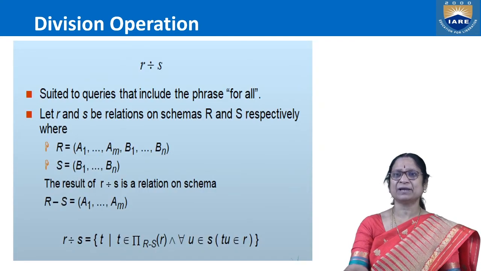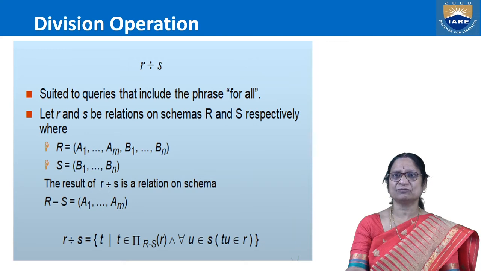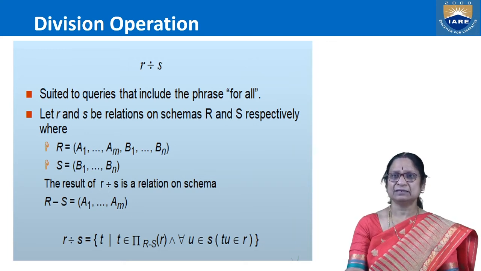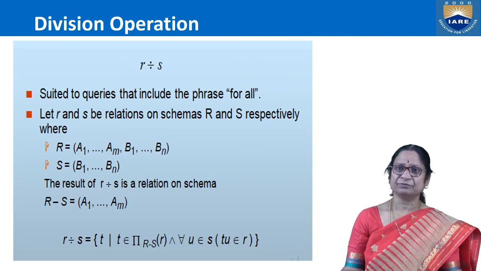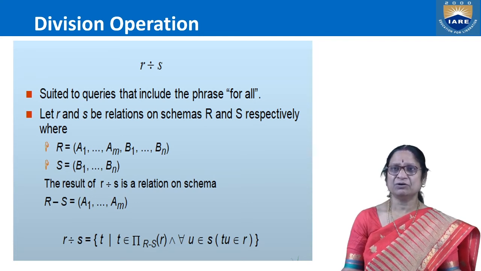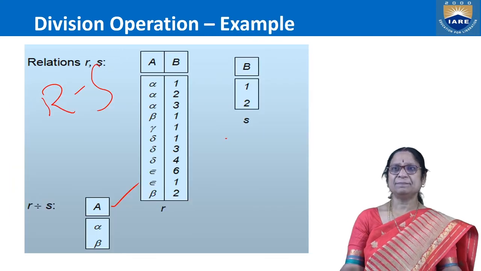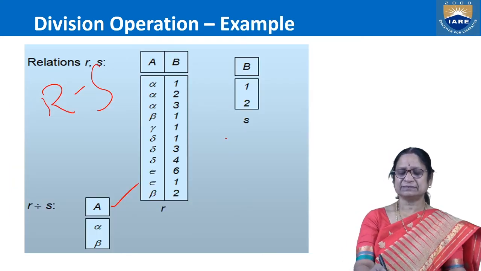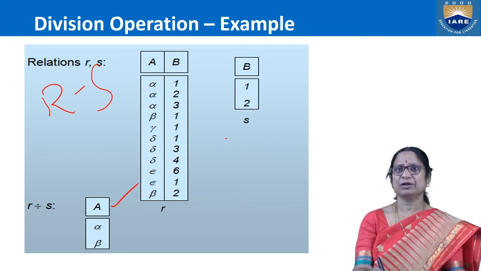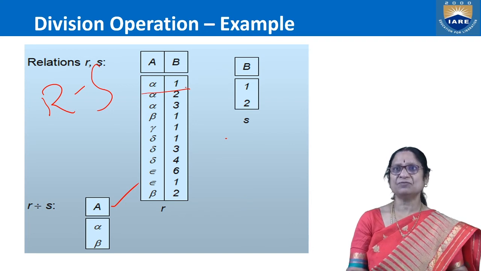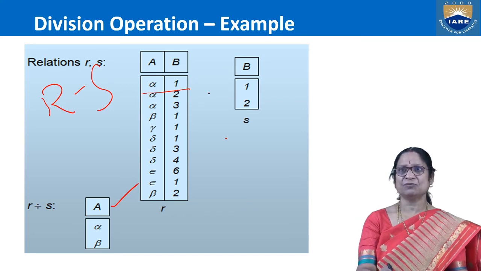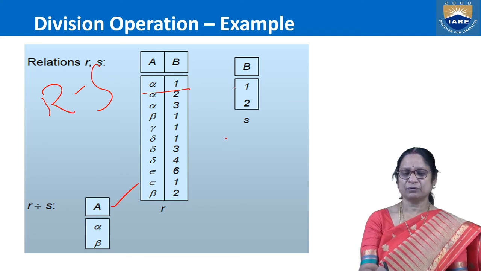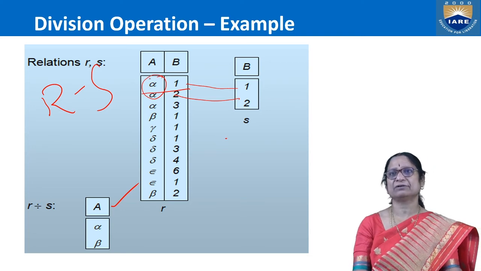So t belongs to π of R minus S of R. That means the tuple belongs to R, and for all u belongs to S such that tu belongs to R. Here we are considering that B consists of 1, 2. I am taking the tuple alpha 1 first. So alpha means we should have 1 and with 2 also. Then only this alpha will be displayed.